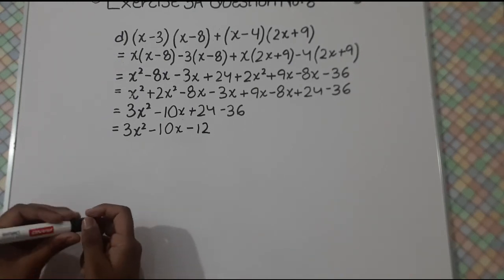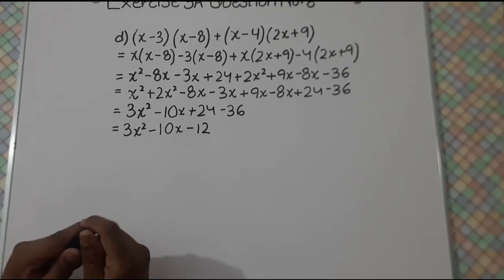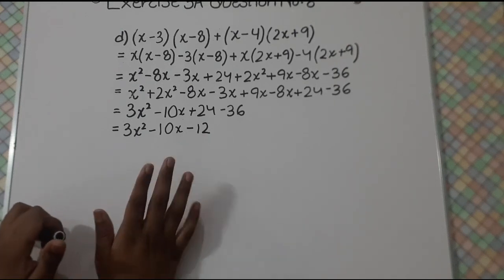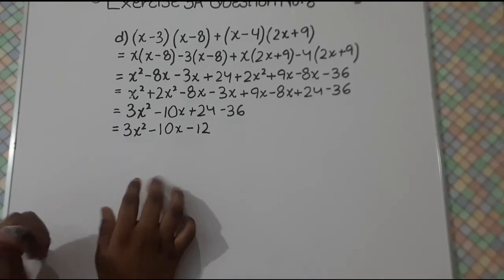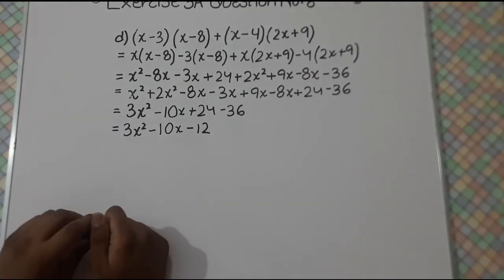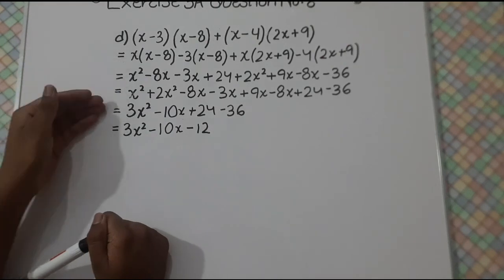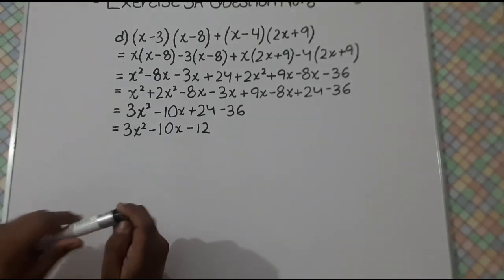So this was exercise 3A, question number 8 of book 2. So we have solved all 4 parts of this question. It was related to expanding and simplifying. We have simplified the whole, each and every part to its final answer.